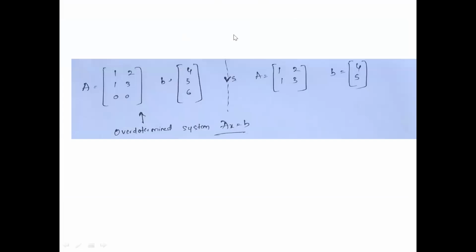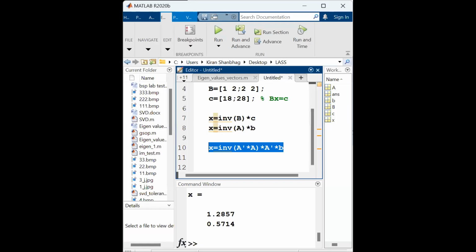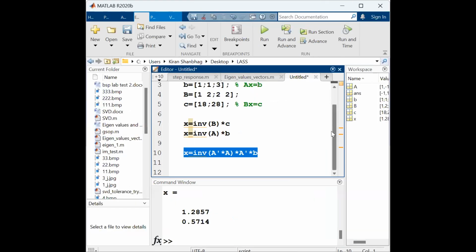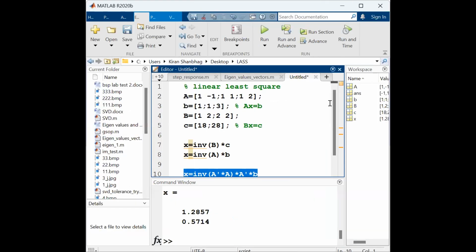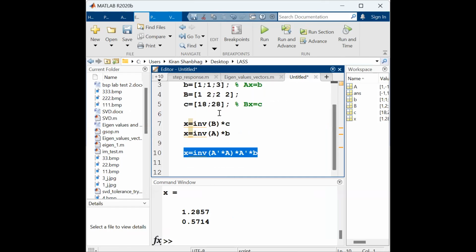Wait a second. Where is it? Okay. Let me take you to this particular MATLAB screen. I hope you can watch this particular thing. Okay, you remember this very example of a pen and a pencil. I keep on giving this particular example.